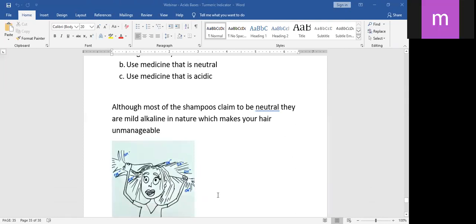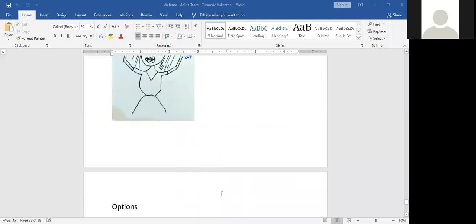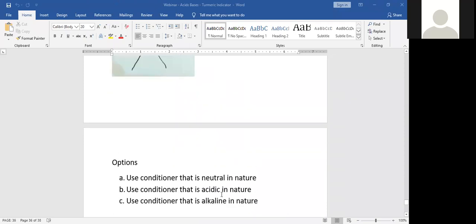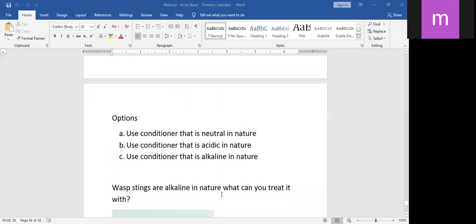So what do you think the answer is? What do you think you'll treat it with? Your options are: use conditioner that is neutral in nature, use conditioner that is acidic in nature, use conditioner that is alkaline in nature. I don't think this group needs 1 minute to answer these questions.